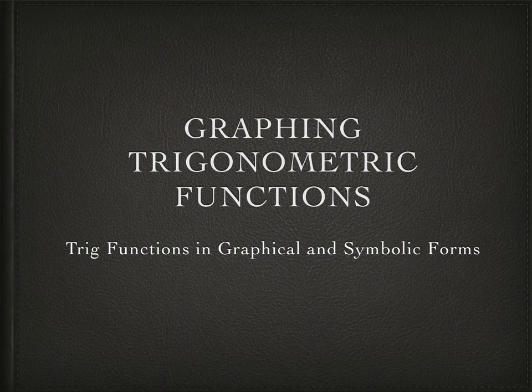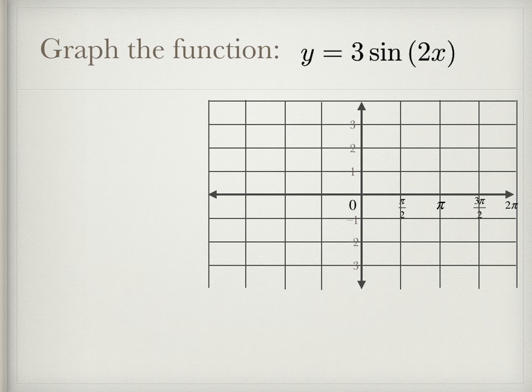In this video, we'll be graphing two trig functions, one sine and one cosine. We'll show you how to do this by hand using a table of values. Then we'll look at the period and the amplitude. We'll determine those characteristics using both the graph and the symbolic form. We'll start with the sine.